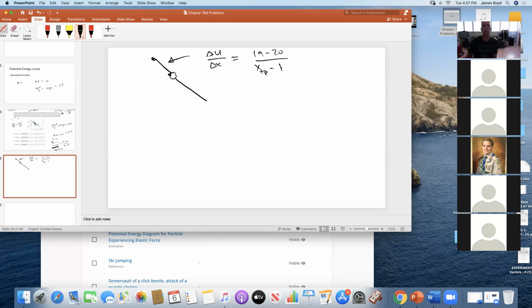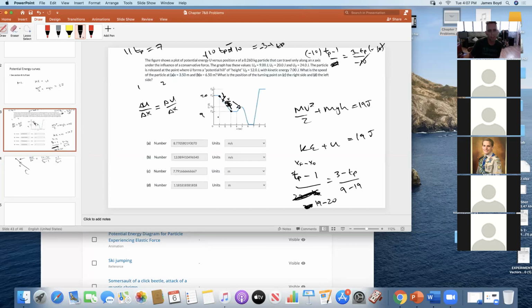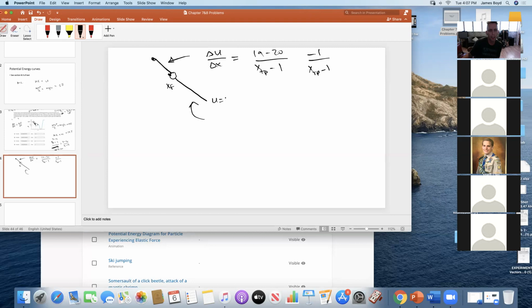That's that slope, which is -1 over XTP minus 1. This slope goes from X turning point to 3, and UA is 9. So U is 9, here U is 19, this is 3. So I get change of that, final minus initial over final minus XTP. Setting those equal, that's equal to -10 over 3 minus XTP.